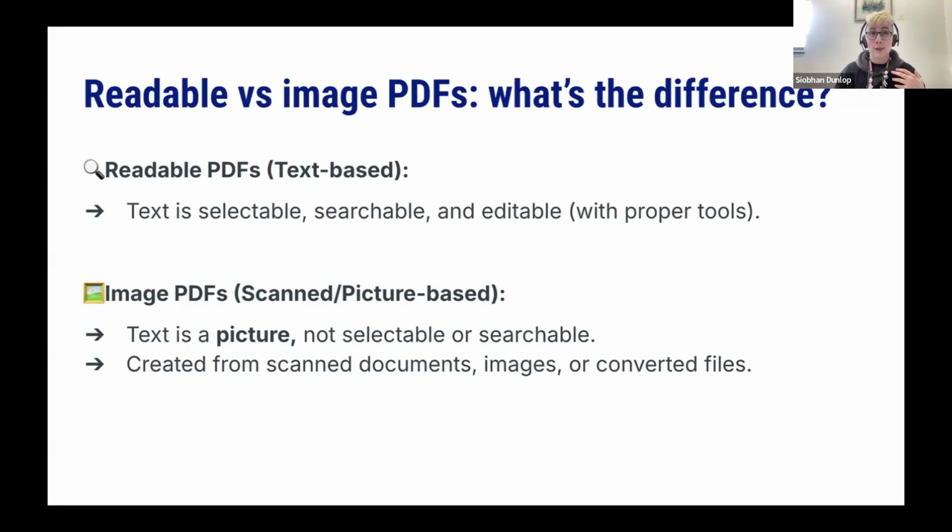Image PDFs, however, may look identical, but they are not the same. The text is a picture, so you can't access the text on that PDF. It's not selectable, it's not searchable, and it couldn't be accessed by a screen reader or other assistive technologies. Often this comes from when you've scanned printed material, that's how most scanners work, or the scanners on the PCs on campus, that's how they work. But images or converted files that you put into PDF can be like this as well.